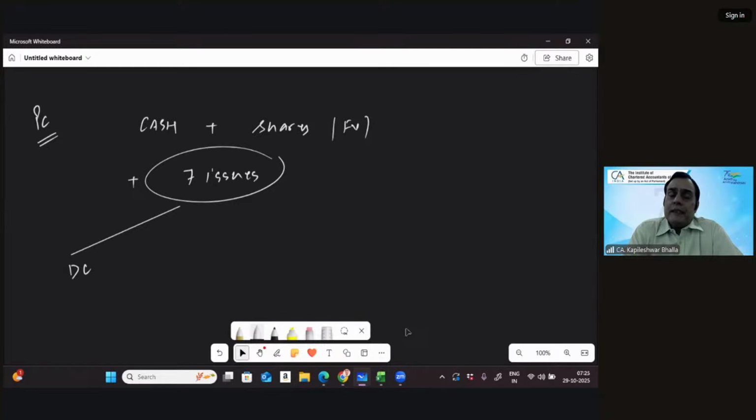Now, when you say that there is a deferred consideration, it means something which is going to be paid in the future. And when it is going to be paid in the future, you need to consider the present value of the future payment. So when it comes to a deferred consideration, you need to consider the present value of the future payment, which is nothing but called the value.